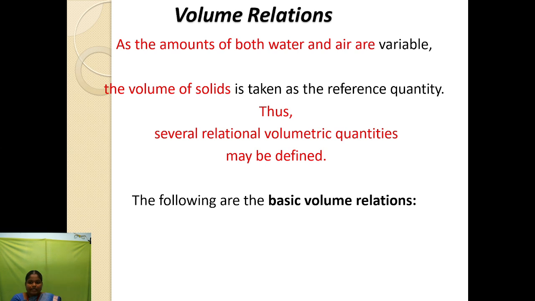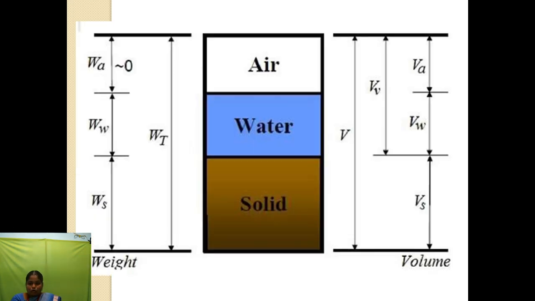The volume of solid is taken as the reference quantity. Several rational volumetric quantities may be defined. The following are the basic weight and volume relationships. This one is for the weight of air content, this one for the weight of water content, and this one for the weight of solid content. Total V is denoted for the total volume of solid, water and air content. The volume of air and volume of water together are denoted as the volume of voids. So Vv will be denoted for the volume of water and volume of air.